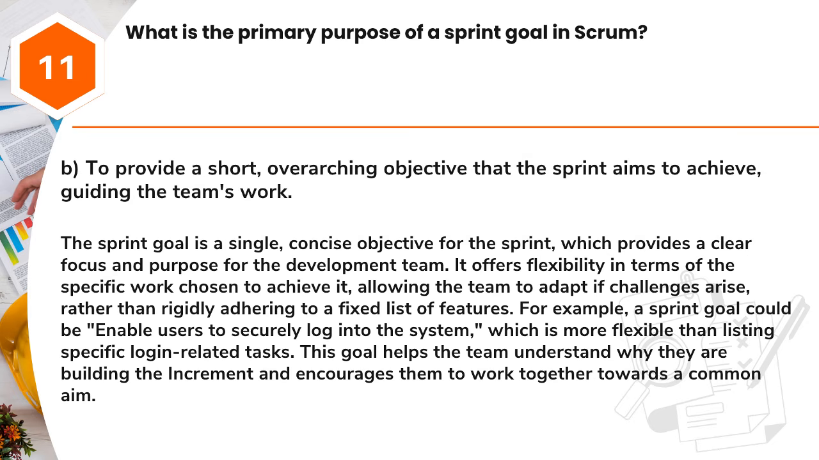Answer: B. To provide a short, overarching objective that the sprint aims to achieve, guiding the team's work. The sprint goal is a single, concise objective for the sprint, which provides a clear focus and purpose for the development team. It offers flexibility in terms of the specific work chosen to achieve it, allowing the team to adapt if challenges arise, rather than rigidly adhering to a fixed list of features. For example, a sprint goal could be, enable users to securely log into the system, which is more flexible than listing specific login-related tasks. This goal helps the team understand why they are building the increment and encourages them to work together towards a common aim.